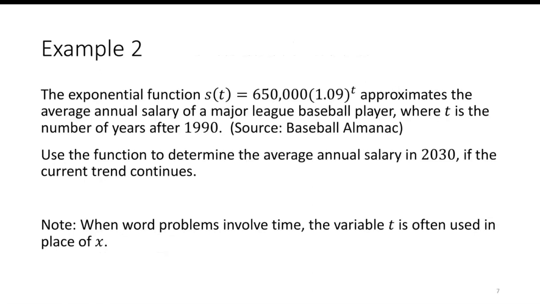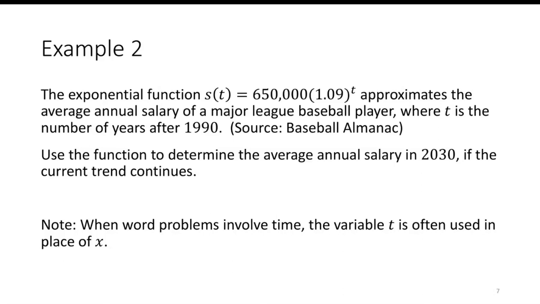The exponential function s of t equals 650,000 times 1.09 to the t approximates the average annual salary of a Major League Baseball player, where t is the number of years after 1990. So let's use this function to determine the average annual salary for 2030, assuming that current trend continues.